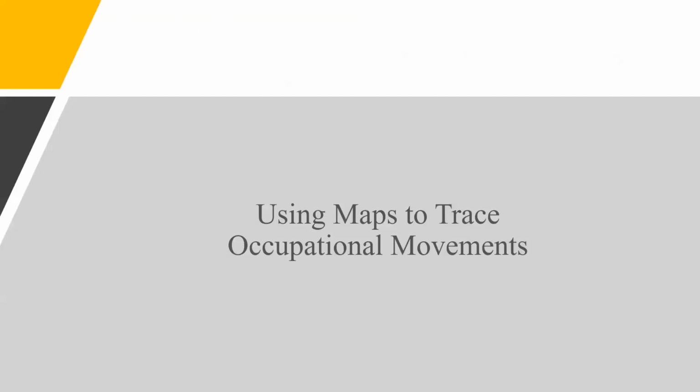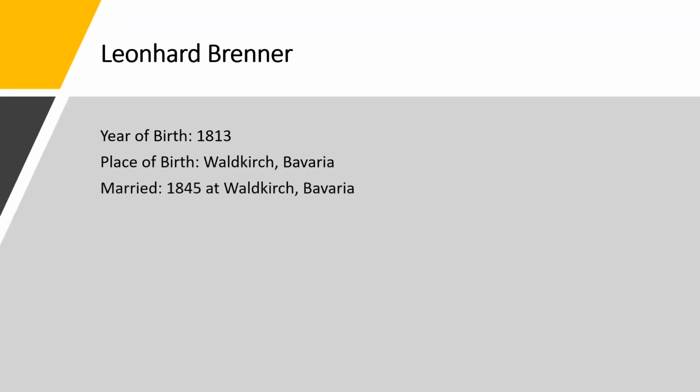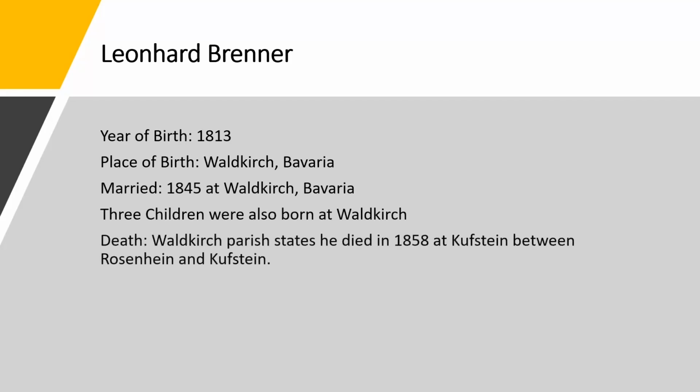Using maps to trace occupational movements. The ancestor's name was Leonhard Brenner, born 1813, place of birth Waldkirch, Bavaria, married 1845 at Waldkirch, Bavaria. Three children were also born at Waldkirch. Death: Waldkirch parish states he died in 1858 at Kufstein, between Rosenheim and Kufstein. Kufstein is not listed in the Meyer's Gazetteer.